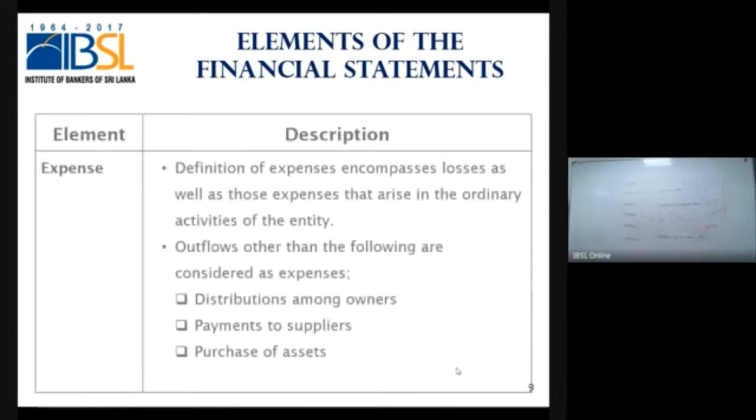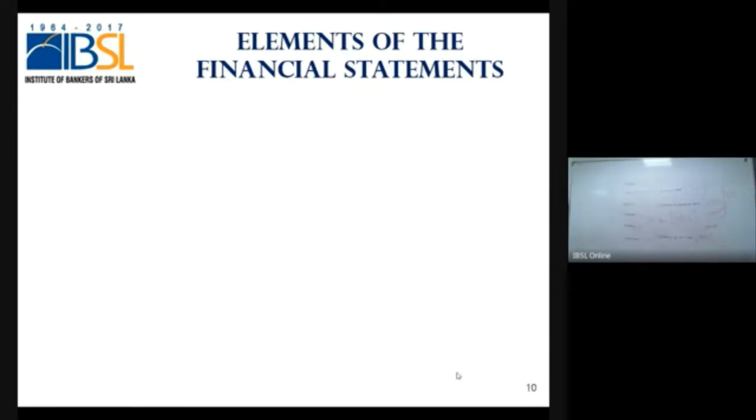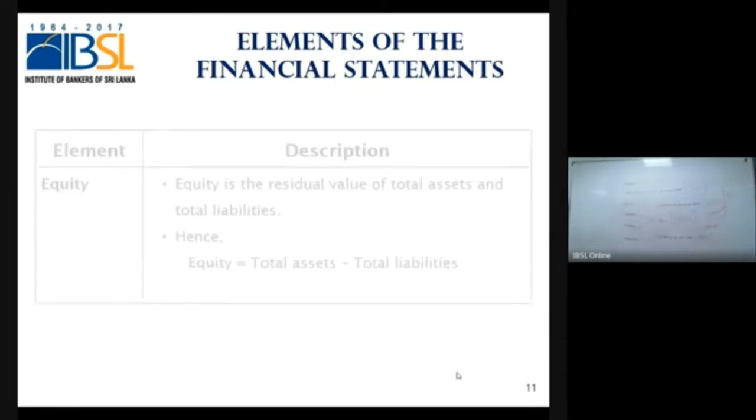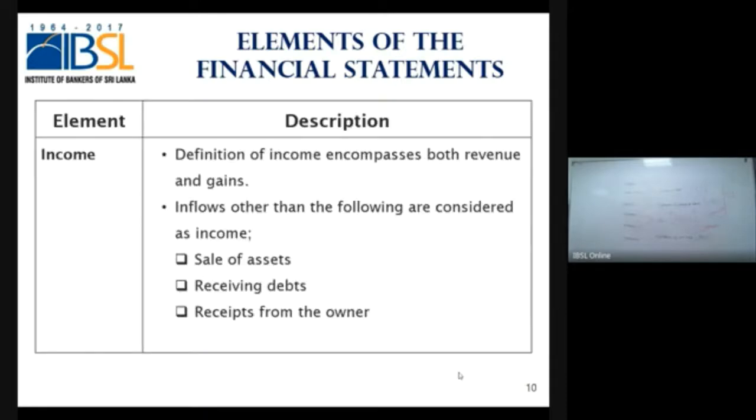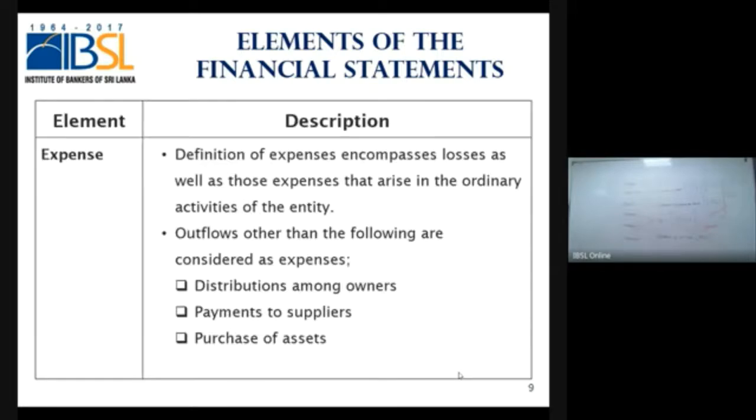Then we have, before coming to expense and income, I'm going to the equity. Equity is actually known as the residual value of assets and liabilities, right? So it is very straightforward. I will explain in detail what it means. But before that, you have income and expenses. So I have already explained what is income and what is expense.